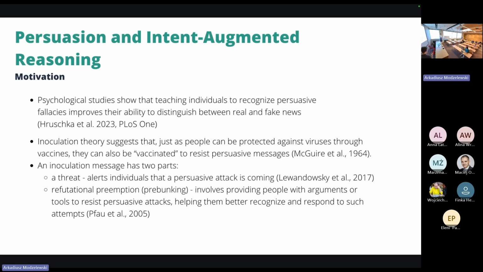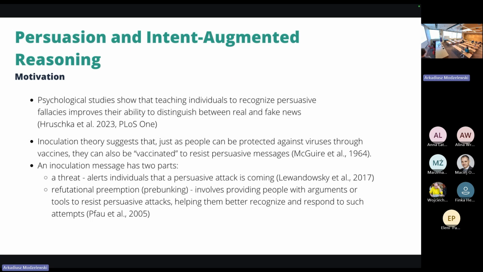Inoculation theory includes something called an inoculation message. An inoculation message has two main parts. In general, these two main parts are a threat, and a threat is something that is alerting individuals to be prepared for a persuasive attack. So we can also think about it as alerting people, individuals, to be prepared for disinformation, for misinformation.